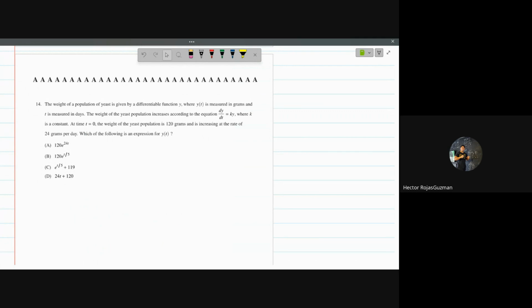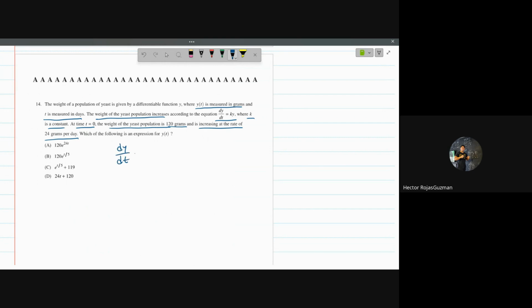The weight of a yeast population is given by a differentiable function y, where y is measured in grams and t is measured in days. The weight of the yeast population increases according to the differential equation, where k is a constant. At time t equals 0, the weight of the yeast population is 120 grams, and it's increasing at a rate of 24 grams per day. Which of the following expressions is the equation for y?